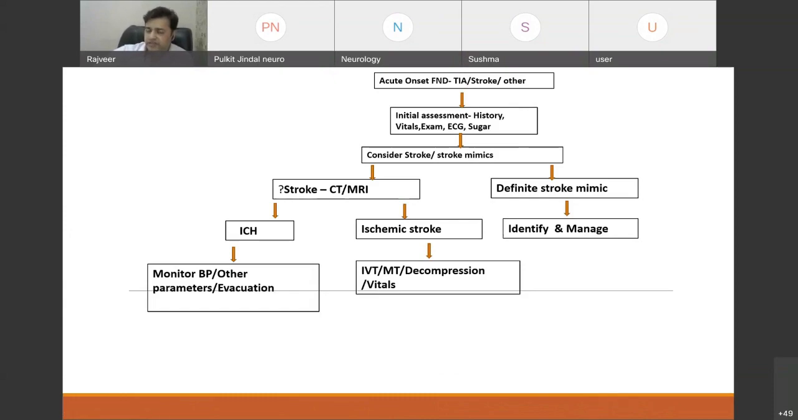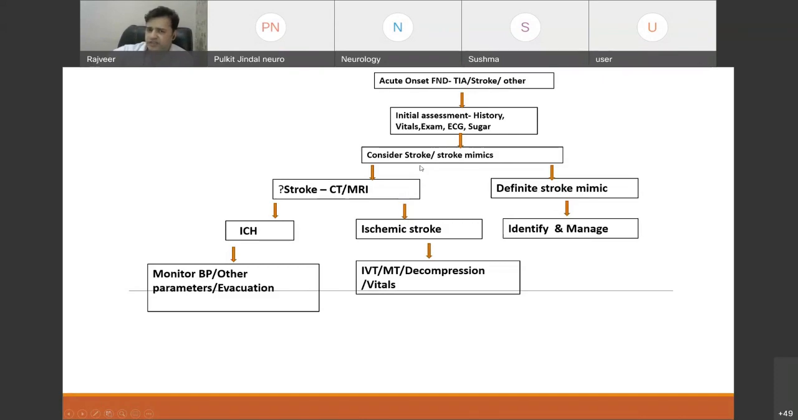So how do you approach any patient who comes with an acute neurological deficit? You should take a history, examine the patient, and make your differential like TIA, stroke, or if you're still suspecting some other stroke mimic. After proper history, vital examination, and neurologic examination, do an ECG and sugar check, and then make your differential. If you are able to make out this is a stroke mimic like hypoglycemia or some toxic metabolic encephalopathy or some other insult, diagnose this stroke mimic and identify and manage it.